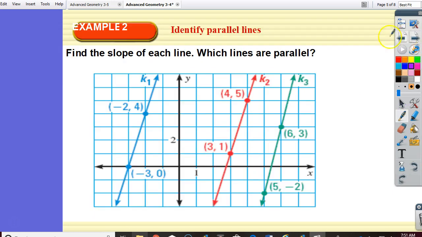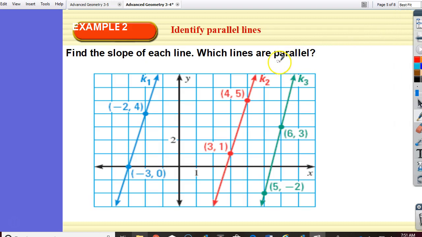Which lines are parallel? So parallel lines have the same slope. If they are parallel, they have the same slope. So let's figure out the slope of each of these 3 lines and figure out which ones are parallel, if there are any that are parallel. So let's look at K1. We are rising 1, 2, 3, 4. We're running 1. So this has a slope of 4, right? So your slope is 4.